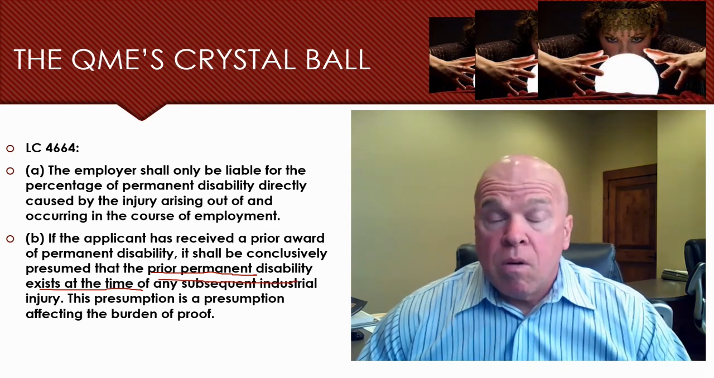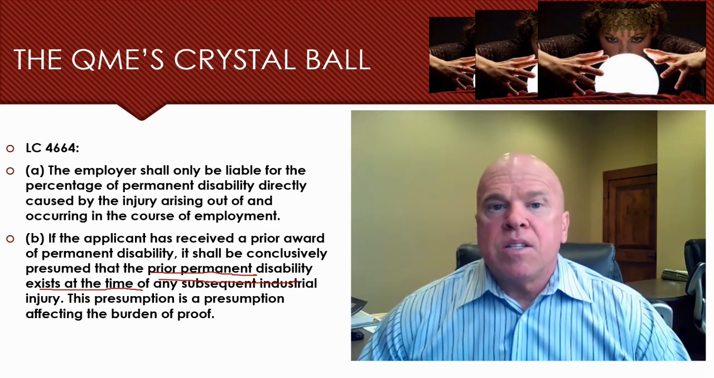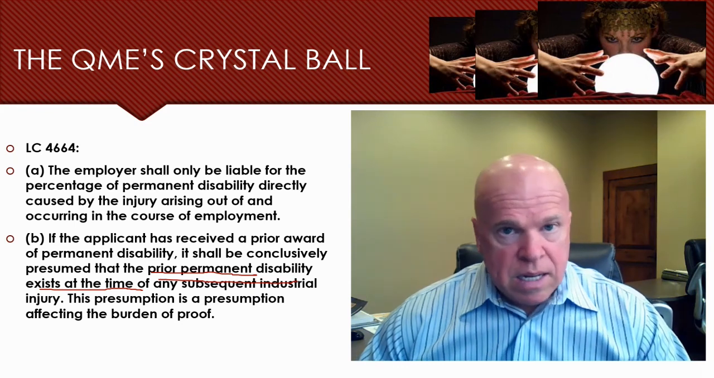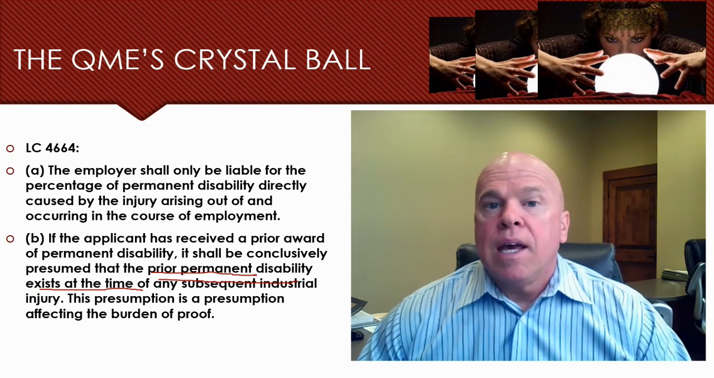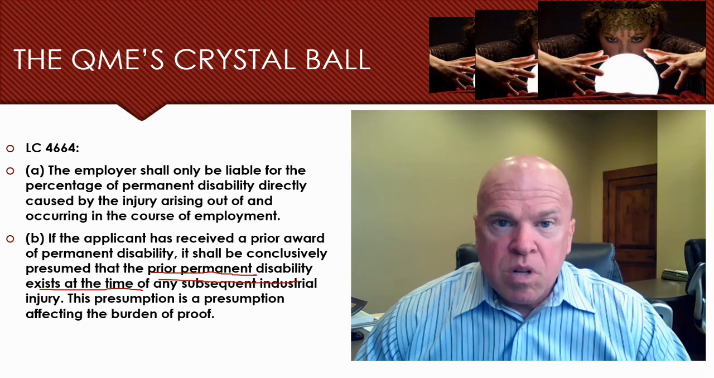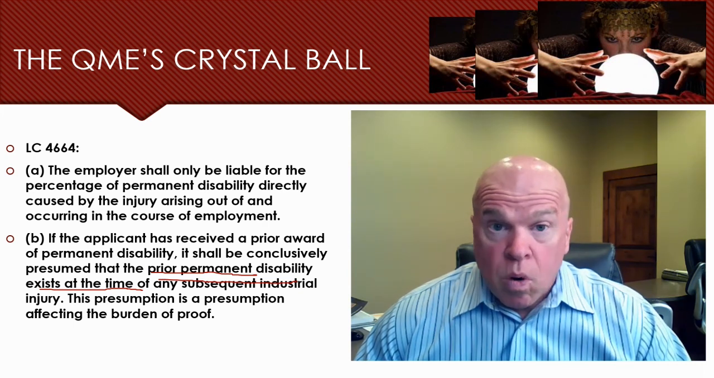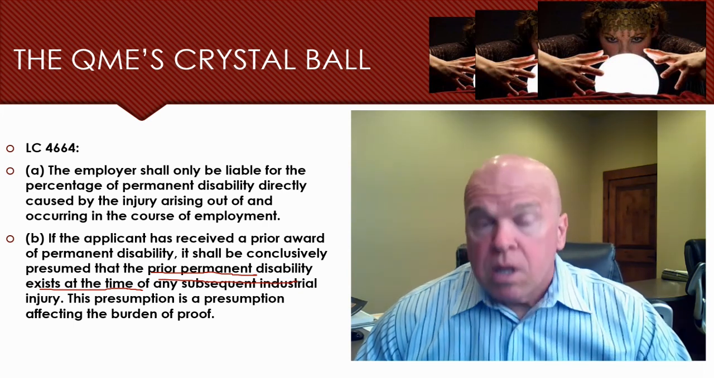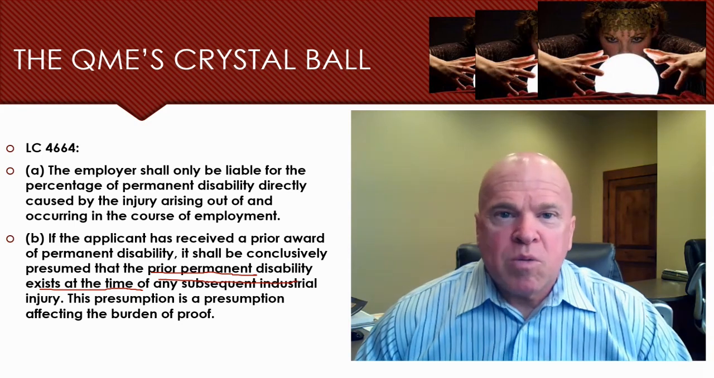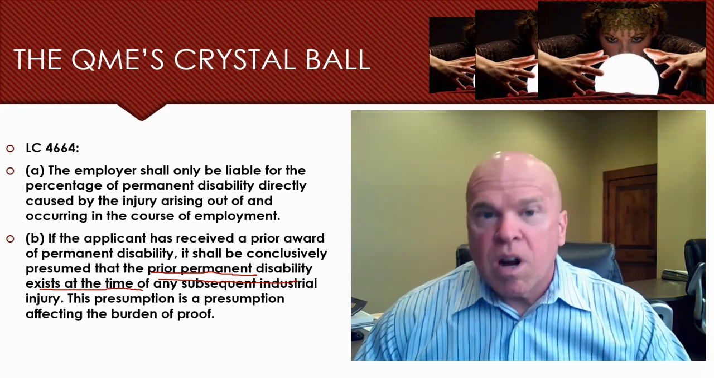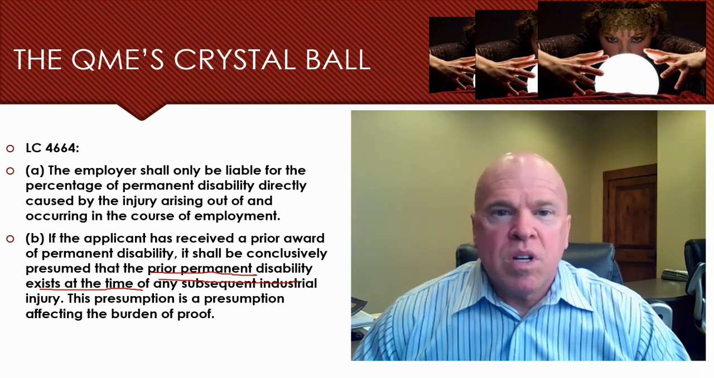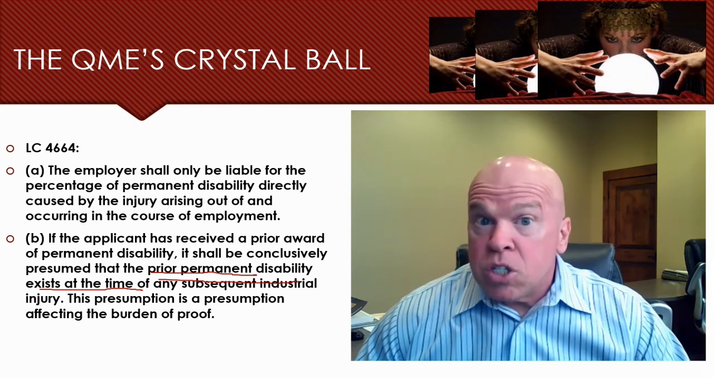The examinee already had a bad back. The examinee already had bad knees, already had bad shoulders. At the time of the subsequent industrial injury, the examinee was in rough shape. So don't be surprised when the examinee comes to us regarding the subsequent industrial injury and tells us that they're in bad shape.